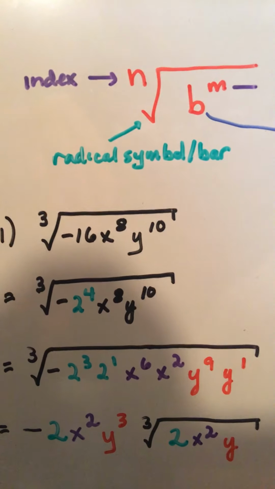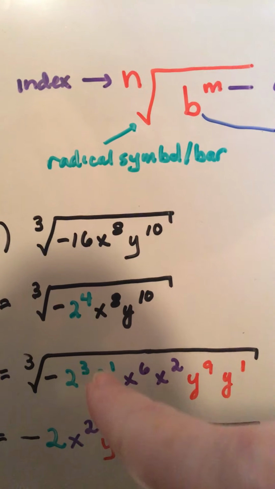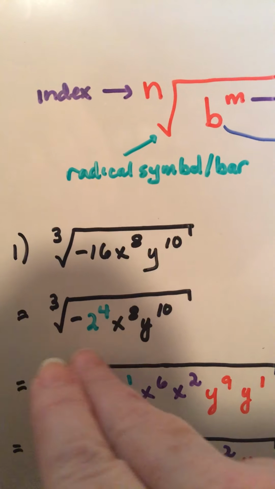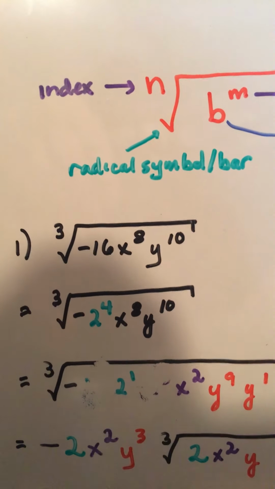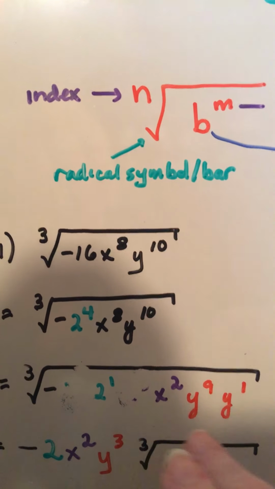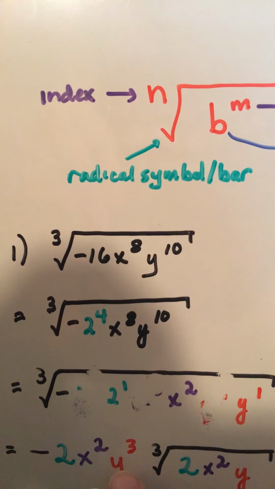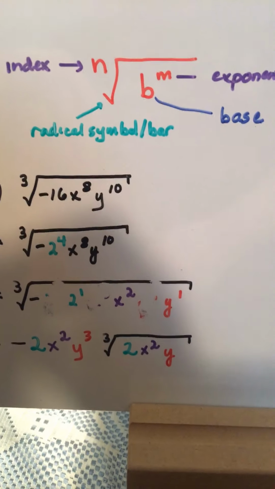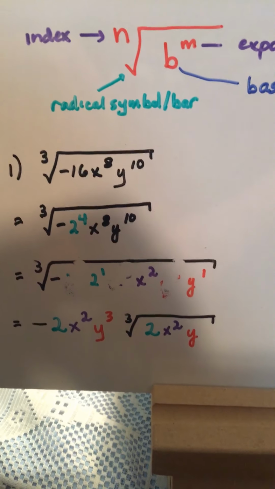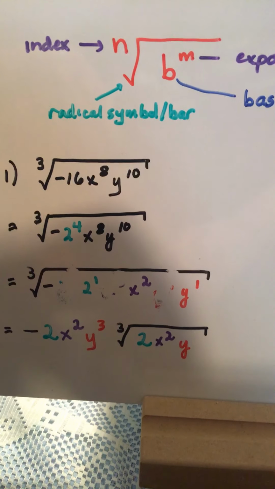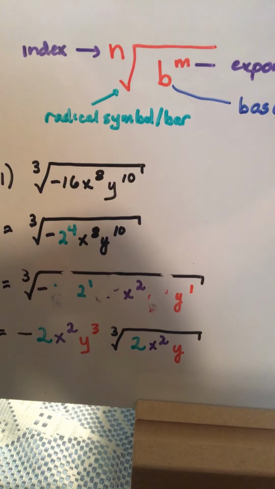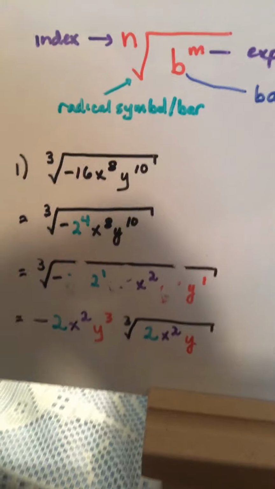So what's going to happen? I take out the negative. I can take out one of those, and when I divide 3 into this, I get 2 of those. When I divide 3 into this, I get 3 of those. And now you see what's left up there stays on the inside, so my answer is negative 2 x squared y to the third, the cube root of 2 x squared y.